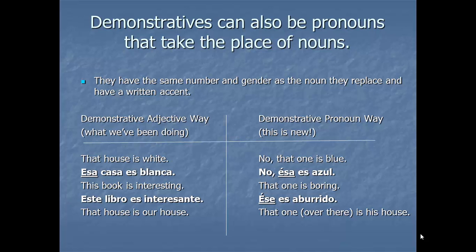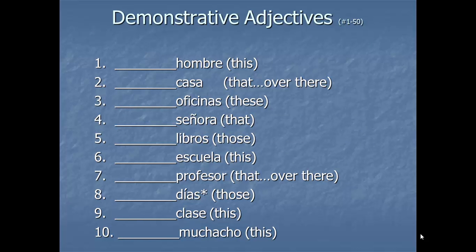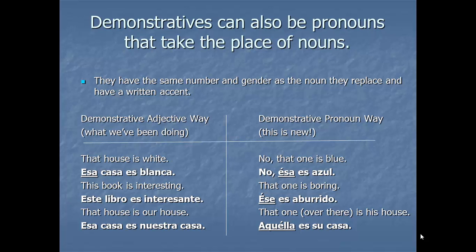So that one over there is his house. Would be aquella, that one over there, es su casa, is his house. Okay, that time I replaced it and used it as a pronoun. Okay, so you have a couple more to practice with.